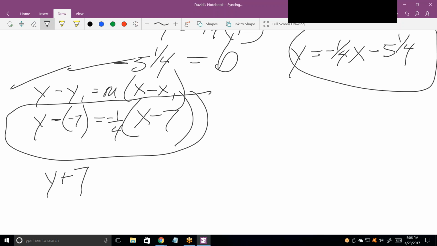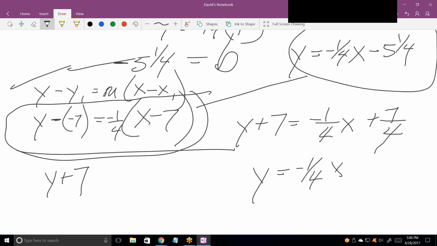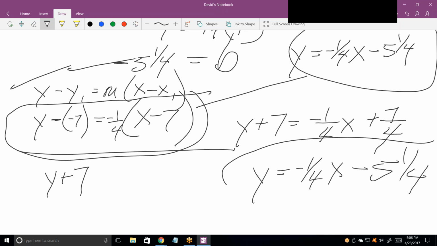I just have to plug in a point, pick one of my 2 points, and plug in the y value for y sub 1 and the x value for x sub 1, and what you get is the answer. Now, you might say that doesn't look the same, but it really does. What I have is y plus 7. If I distribute, I get 1/4 x plus 7/4. Now I subtract 7 from both sides, and I get the same thing I got when I did it the other way. Either way is acceptable.